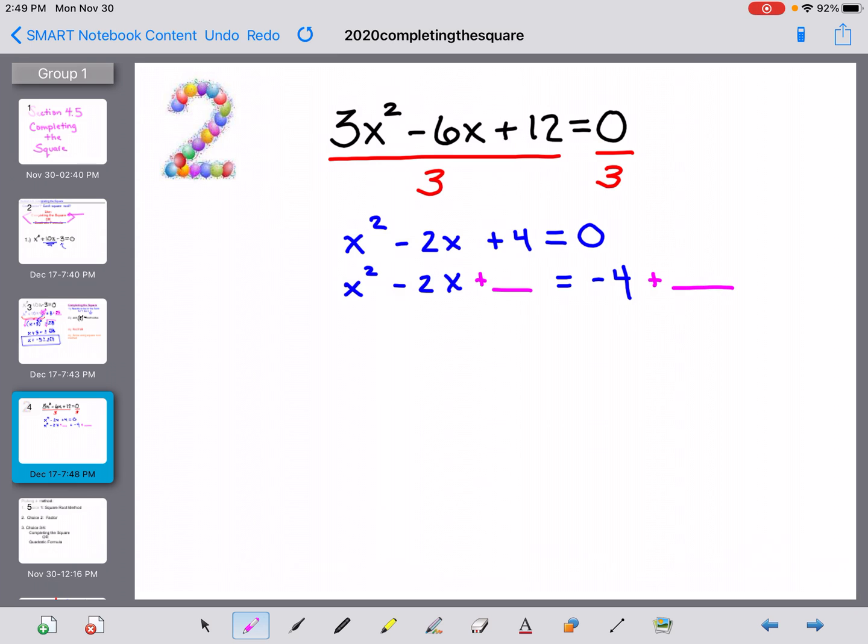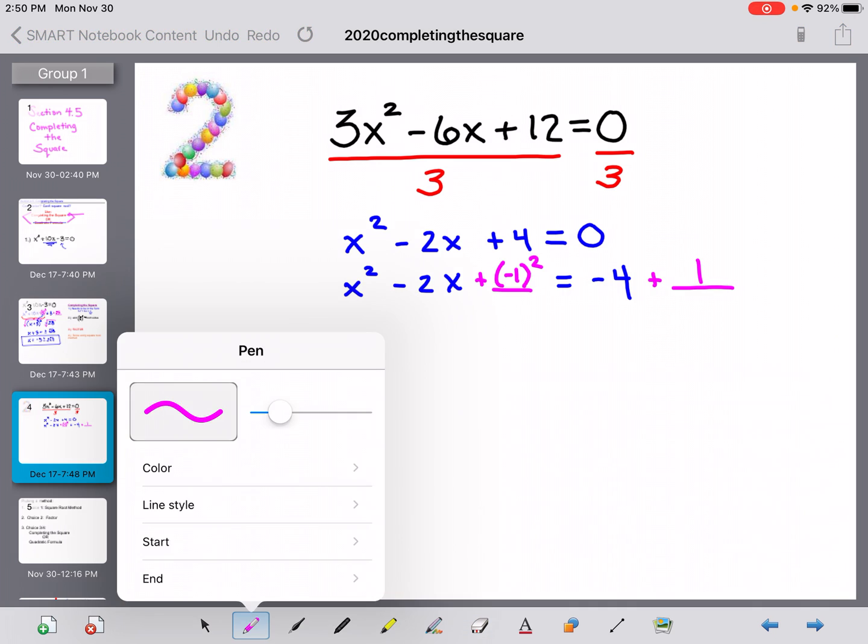So now I have to fill in these pink gaps with a number. B over 2 squared. So B is negative 2. So I'm going to do negative 2 divided by 2 squared. Right, that's my little thought off to the side here, which is negative 1 squared. I like to write it like that. On the right-hand side, negative 1 squared is just regular old plus 1.